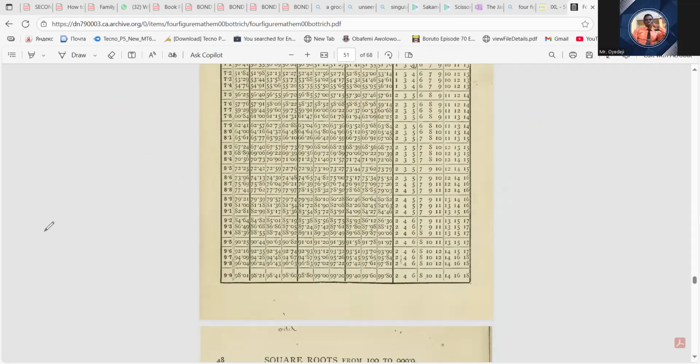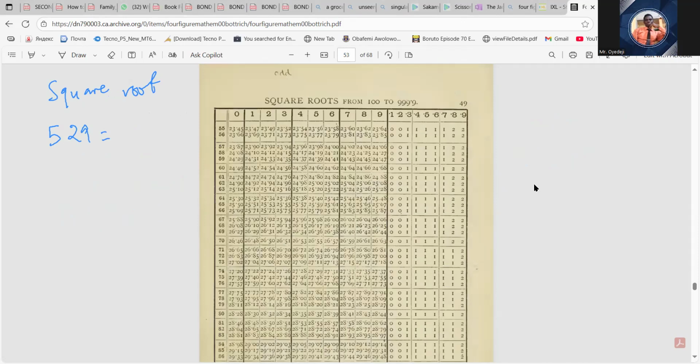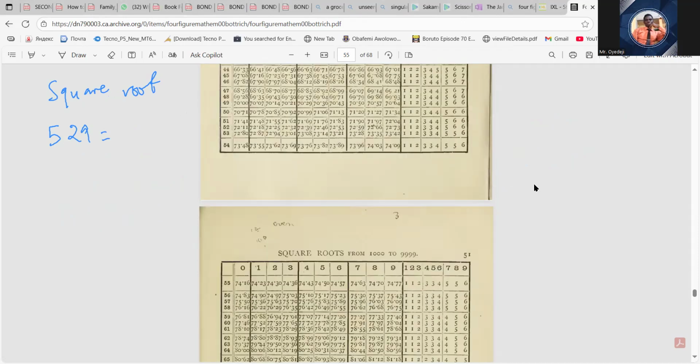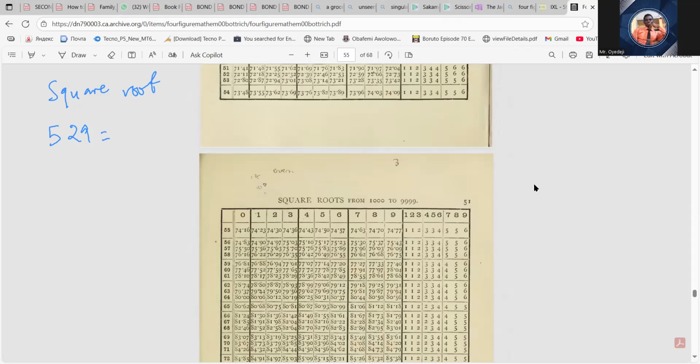Let's start with this one. We have square root this time around. I have 529. What is the square root of 529? All I have to do is first go to square root. We have 52, right? So let's go to square root.